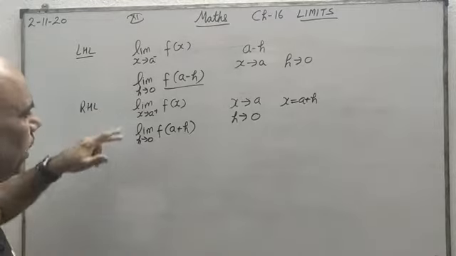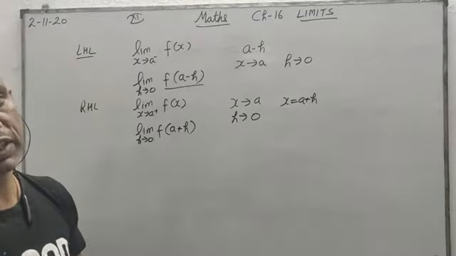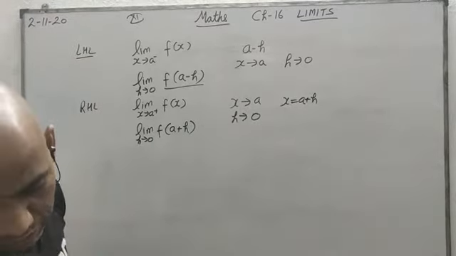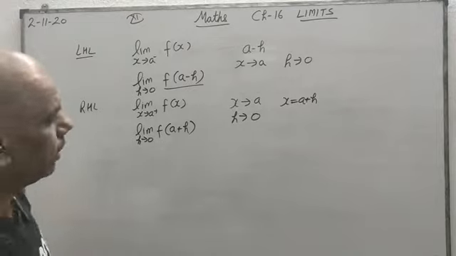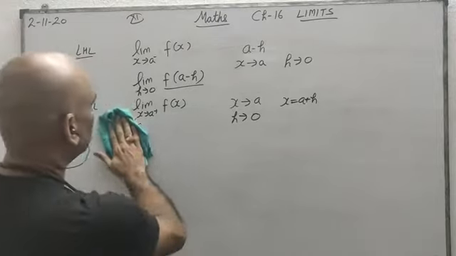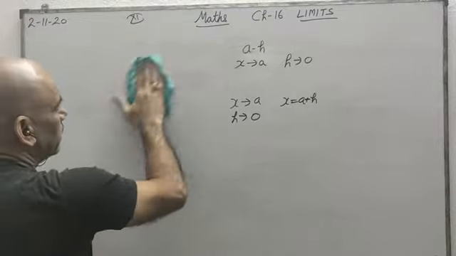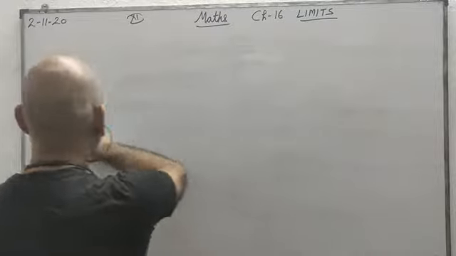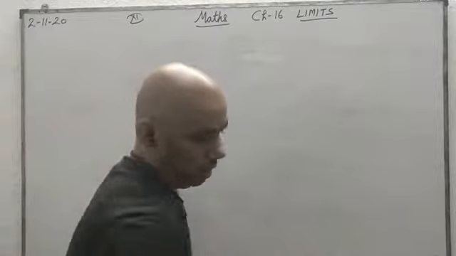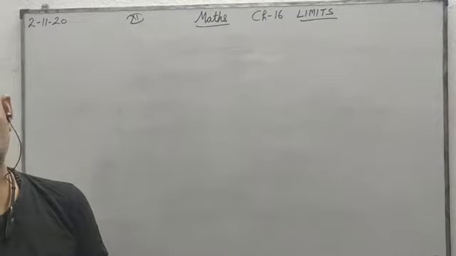If LHL and RHL are equal, then we will say that the limit exists, otherwise the limit does not exist. Let us have few examples of finding left hand limit and right hand limit. In left hand limit you will have to substitute a minus h, in right hand limit you will have to substitute a plus h. If the limit was x tends to a, later on it will become h tends to 0.